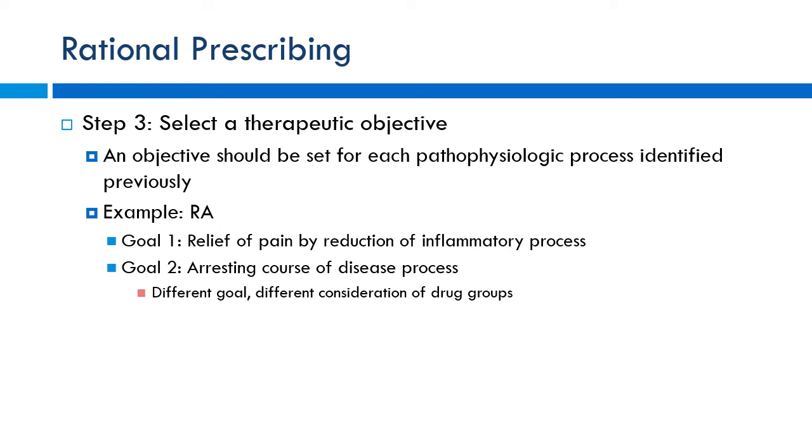These are two different goals, and as such, do you think that needs two different meds? Oftentimes it does. You may be able to get some dual benefit from one drug, but in a lot of cases you may need more than one drug to achieve all of your goals. In this case, I may need an anti-inflammatory that will fix the pain, but I'm also going to need something like a biologic drug that affects the disease process itself. I'll show you some examples of that in a minute.